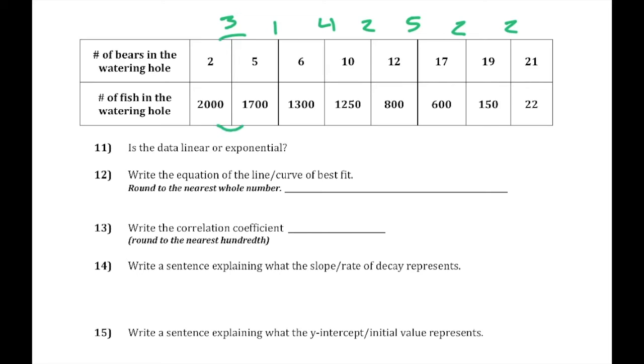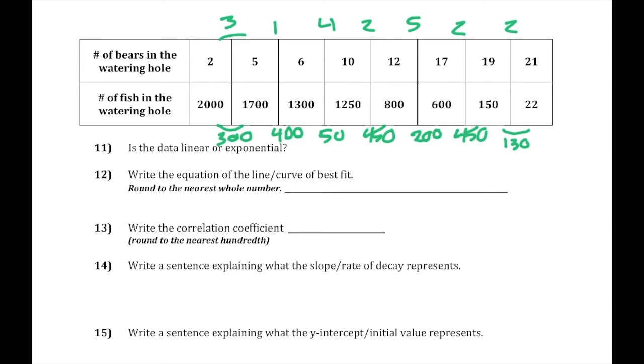But our change here was 300. Then we went to a change of 400. Then a change of 50. Then we went from there to a change of 450. And then a change of 200. And a change of, what is that going to be, 450. And then we have a change of like 130.